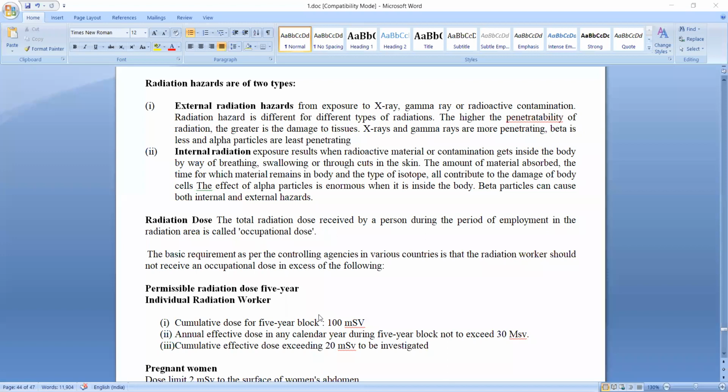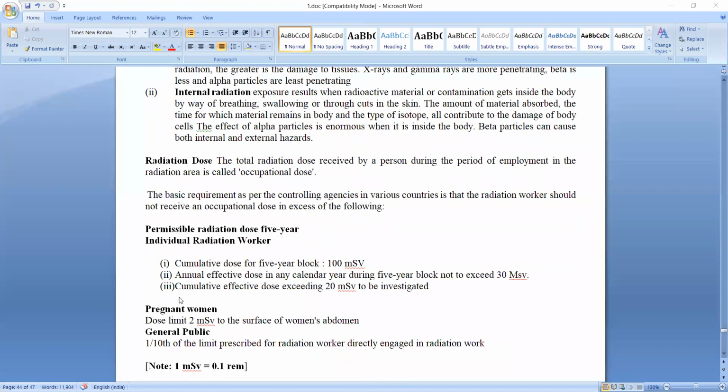Next, doses. Radiation dose. Radiation dose means what are the permissible limits for the radiation dose? How much dose can a worker be exposed to per day, per week, per year? These come under radiation doses. Okay, we have to calculate and measure these radiation doses.